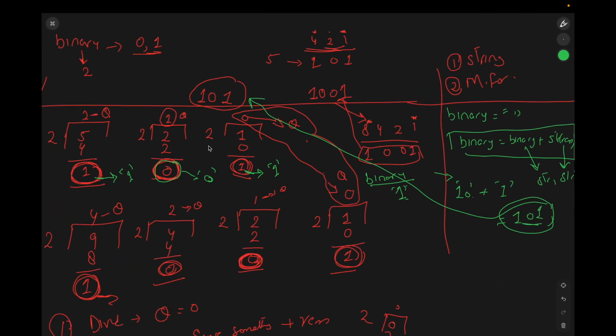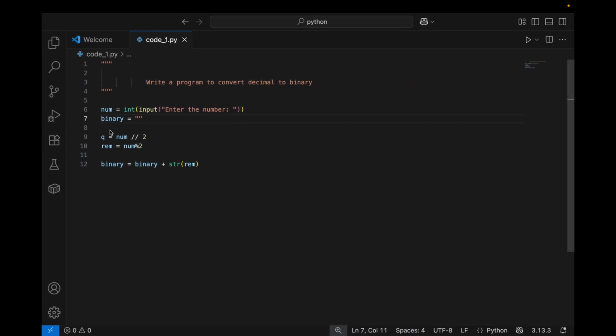Until this coefficient becomes 0, until this coefficient becomes 0. So what we'll be doing is, here we will be using some while loop. That means we'll be performing the operation again and again. So you can see here we are performing the division on this num. That means we have to update this num.